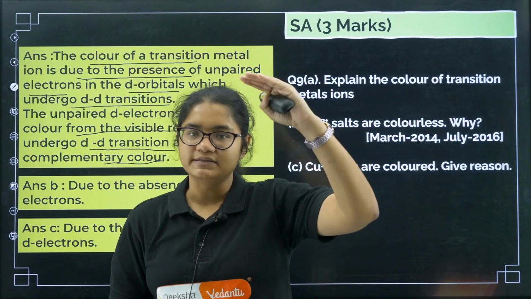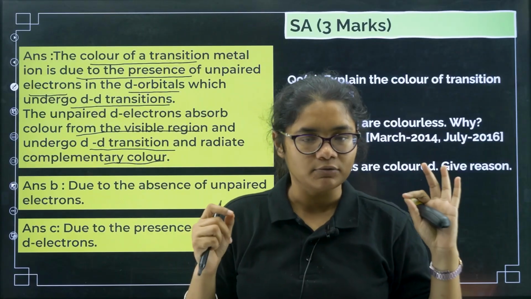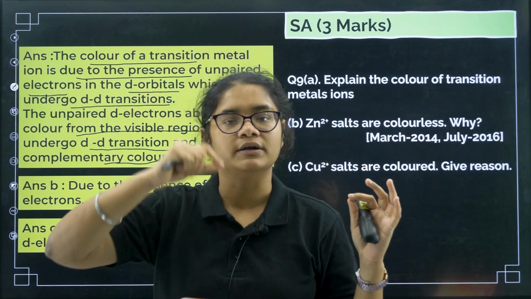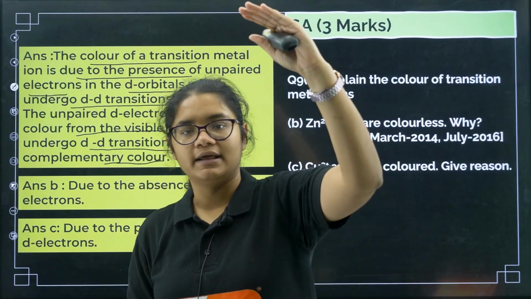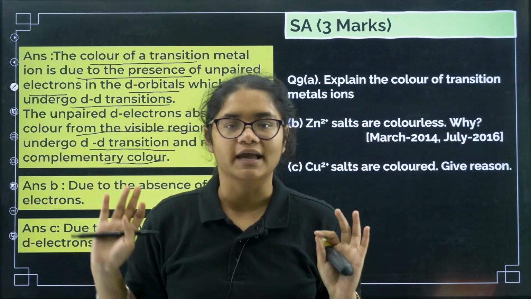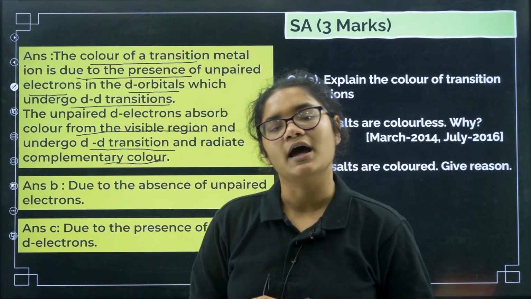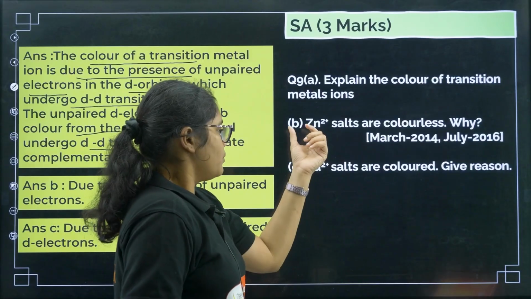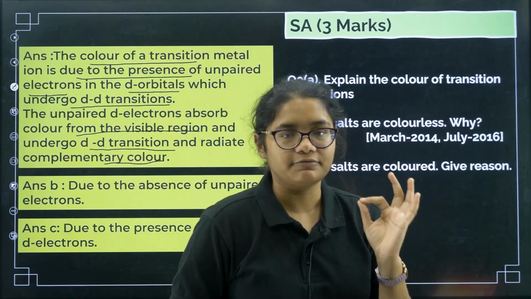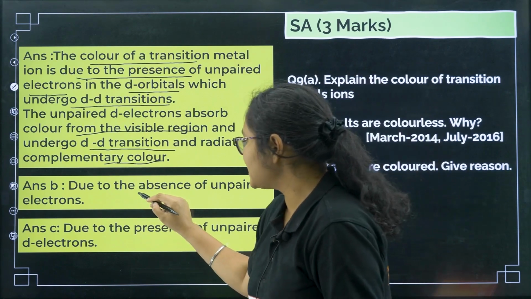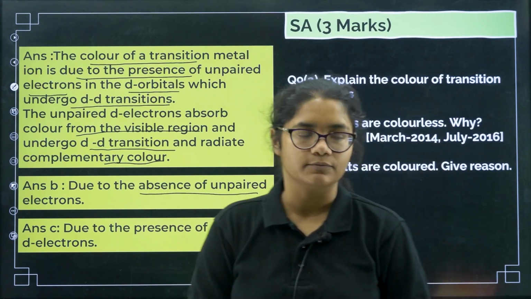So the d orbital splits, as you know, in coordination compounds. These electrons undergo d-d transition, they gain energy, go to the higher level, come back by releasing energy. So that is why they are colored compounds. Why is Zn2+ colorless? For a colored compound you need to have an unpaired electron, but Zn2+ has no unpaired electrons.